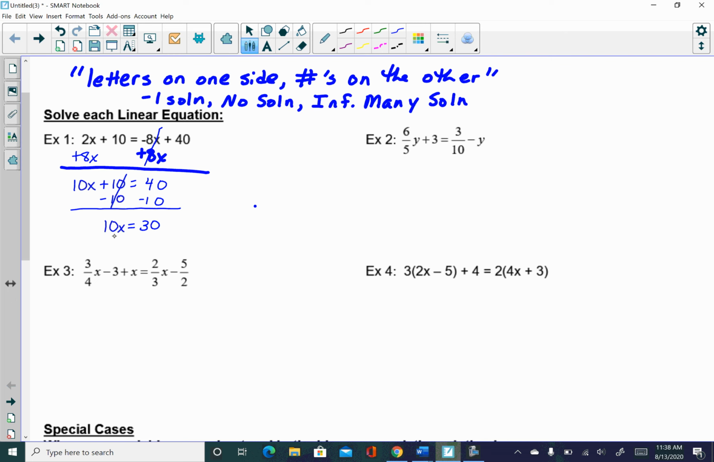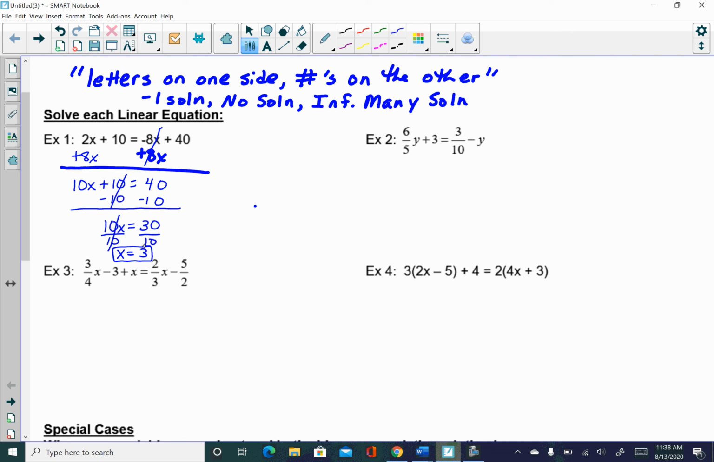Then my last step, I want to get this letter all by itself. This is 10 times x. How do we undo multiplication? We just divide. You always divide by the number beside your letter. And so 10's beside my letter. I'm going to divide both sides by 10. That way over here, 10 divided by 10 cancels out and just leaves me with x. And then over here, 30 divided by 10 is 3.